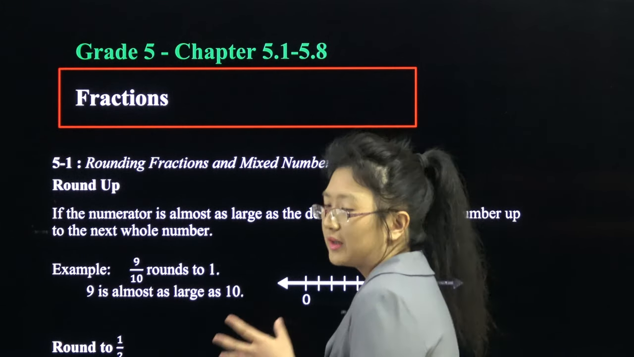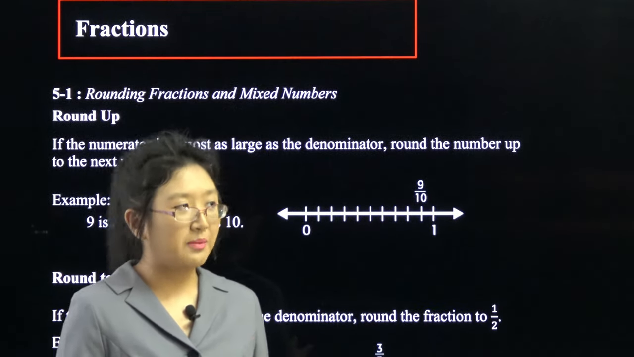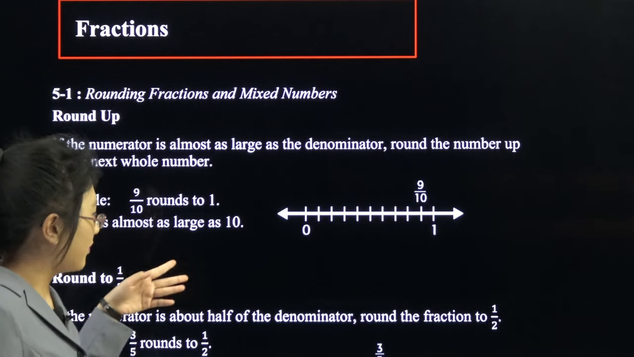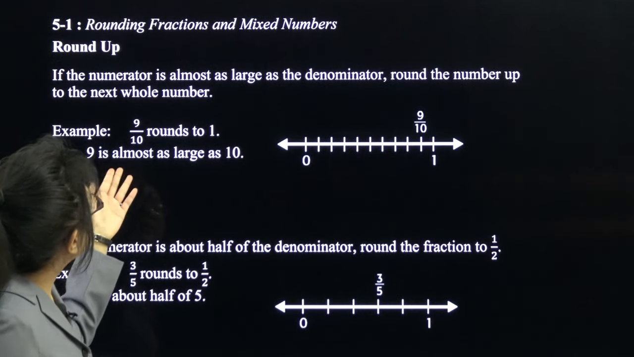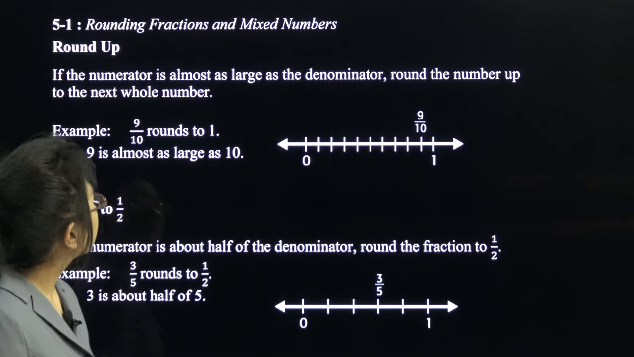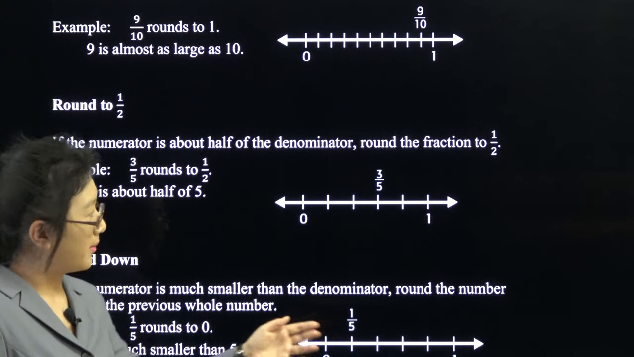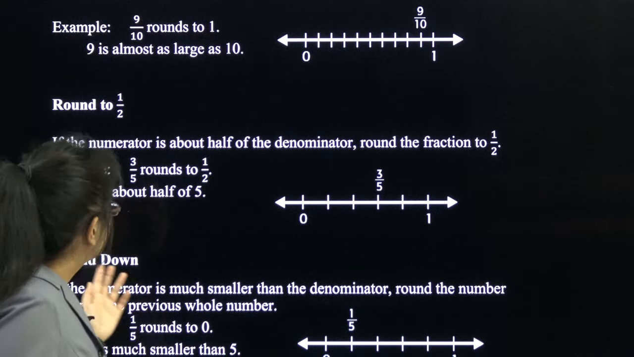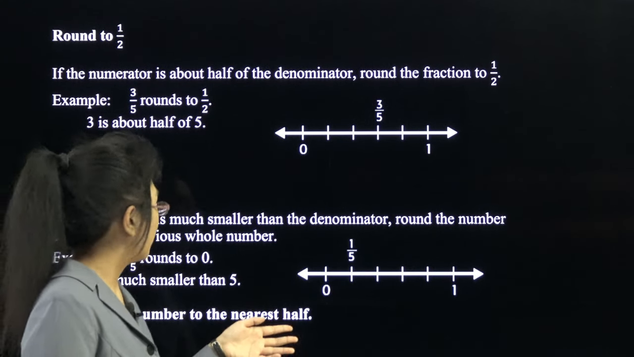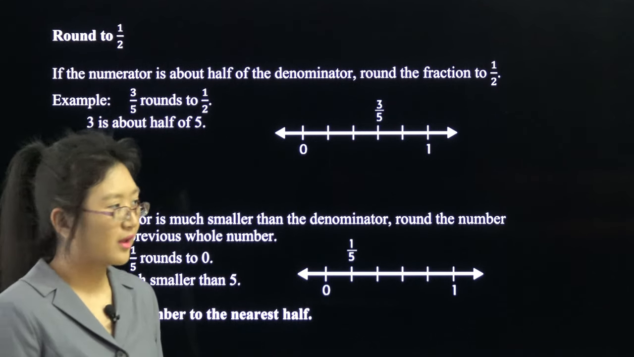Our first section is about rounding fractions and mixed numbers. Now, over here we're going to be talking about how to round to the nearest half. There are two options. Well, three actually. Instead of just the two options, which are round up and round down, there's round up, which is when the numerator is almost as large as the denominator. Round to half, which is when the numerator is around half the denominator. Or we could round down, which is when the numerator is much smaller than the denominator and is closer to zero than half.